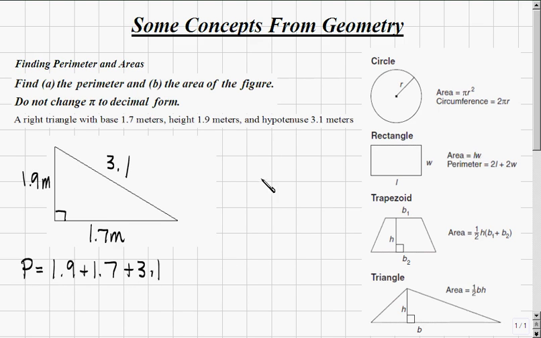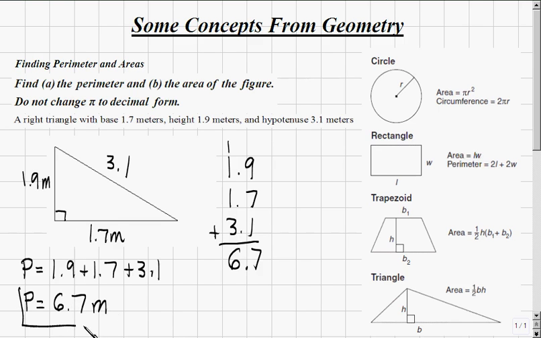Let's add these numbers up. So using long addition, we'll have 1.9, 1.7, and 3.1. Adding these up, 9 plus 7 is 16, plus 1 more is 17. Carry the 1. 1 plus 1 is 2, plus 1 is 3, plus 3 is 6. And bringing down our decimal point, the total becomes 6.7. The perimeter of this triangle, the total length, is 6.7 meters. There's our first answer.